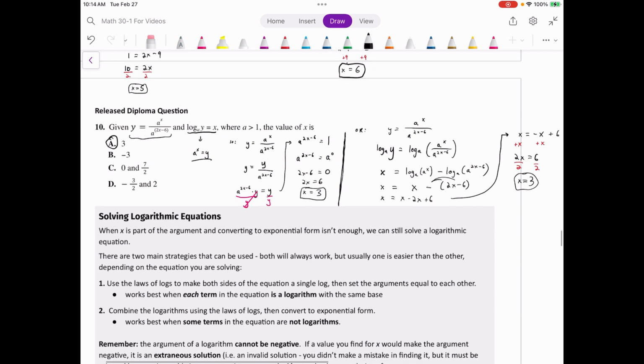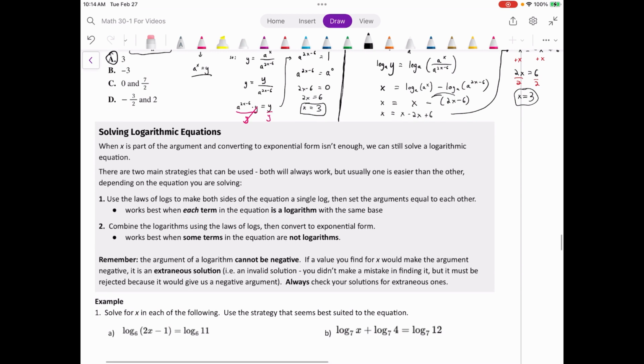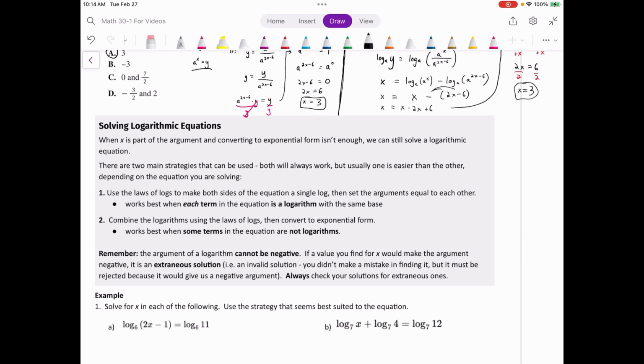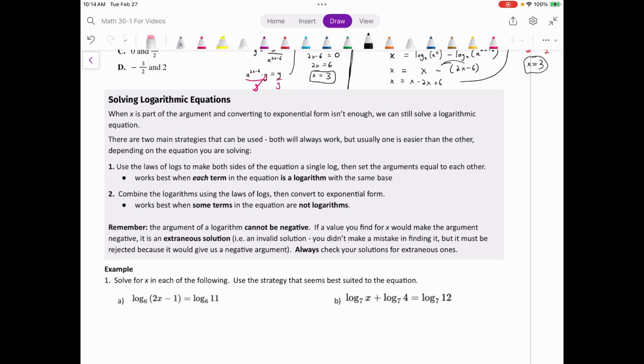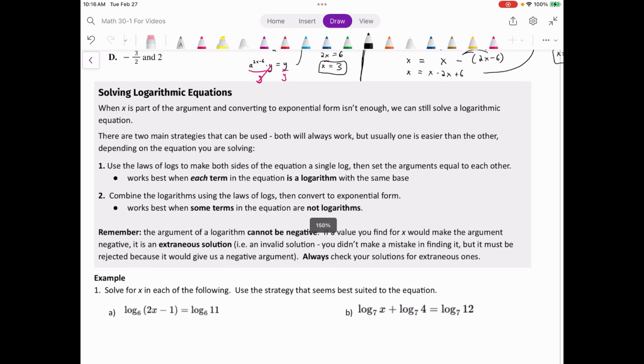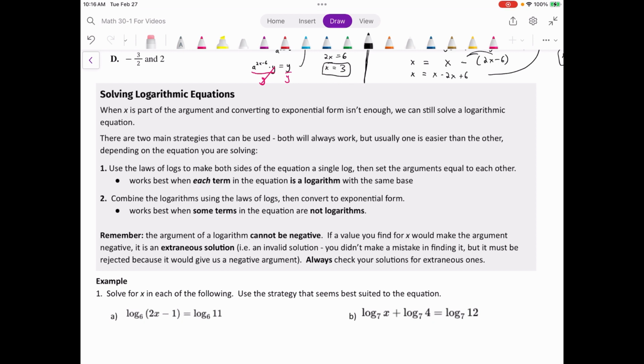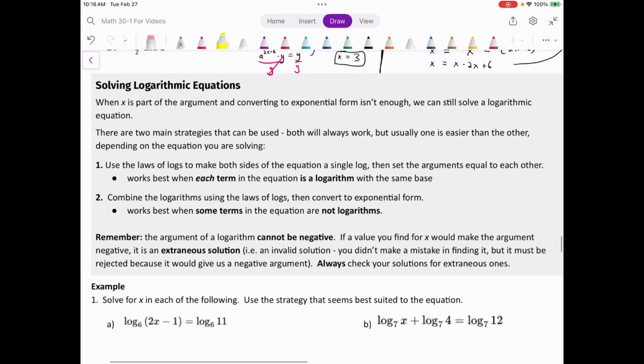All right, so let's move on now to solving logarithmic equations. We just solved some exponential equations, but can we solve logarithmic equations? Okay, so what about when we have x being part of an argument of a log? We've seen that sometimes just rewriting it in its exponential form is enough, or playing around with it can be enough to solve for x, rearranging what the relationship is about. But sometimes that's not enough. We can still solve a logarithmic equation.